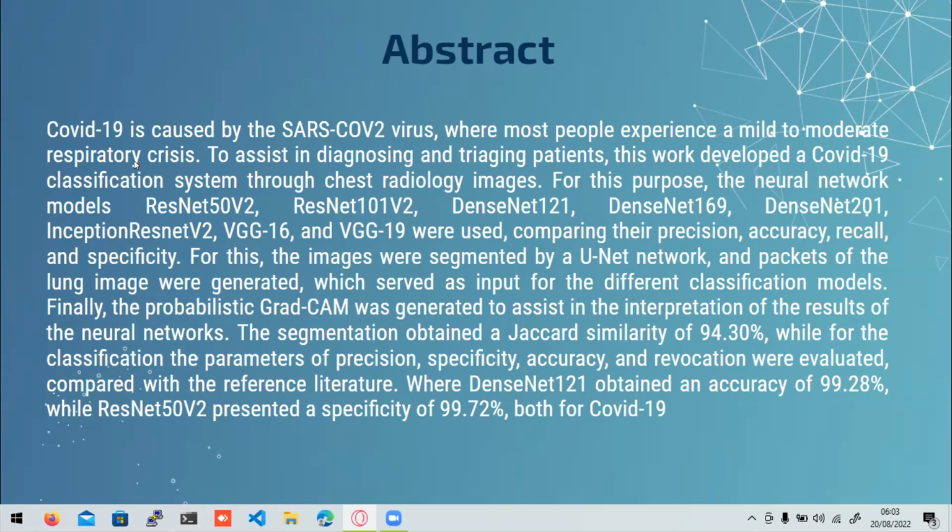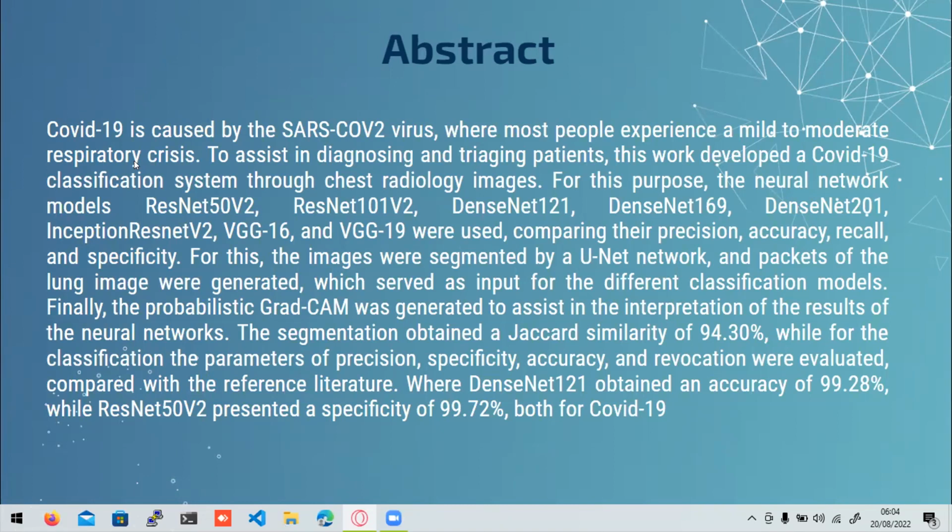For this, the image was segmented by a neural network, and masks of the lung image were generated as input for the different classification models. A probabilistic map was generated to assist in the interpretation of the results of the neural network. The segmentation reached a Jaccard similarity of 95.30.